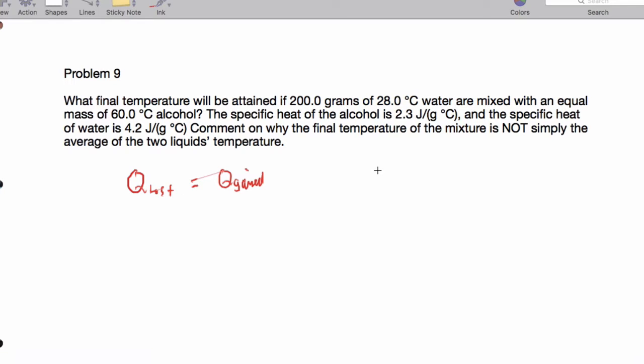So we've got Q lost equals Q gained, and all I want to do is just work in absolute values. So we've got M times C times delta T. Again, this is for the water, and that's going to be M of the alcohol, C of the alcohol, delta T of the alcohol. That's just the gain. I just want to work in absolute values and positive numbers to figure out what's going on. So I've got 200 grams of water.